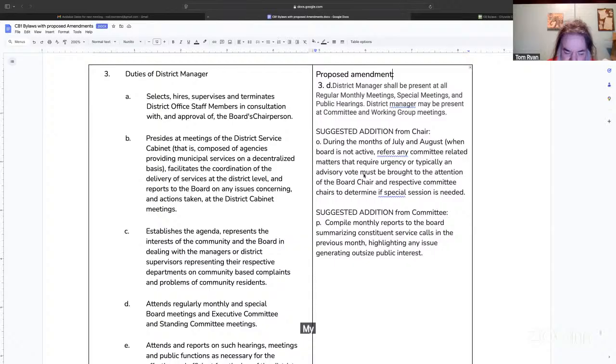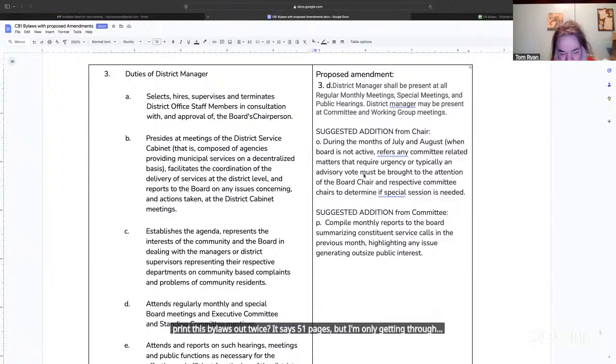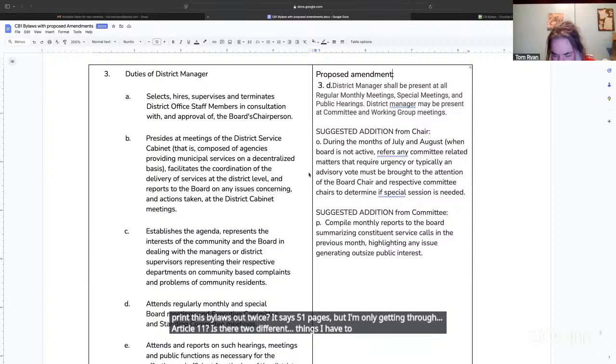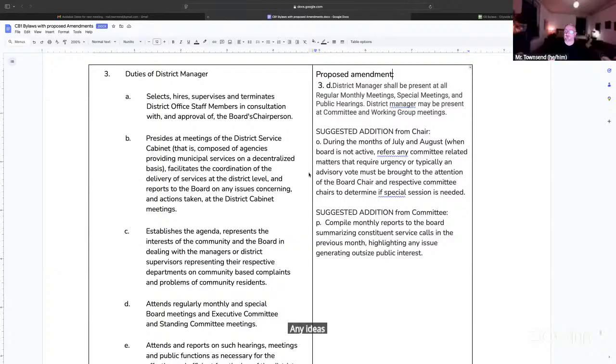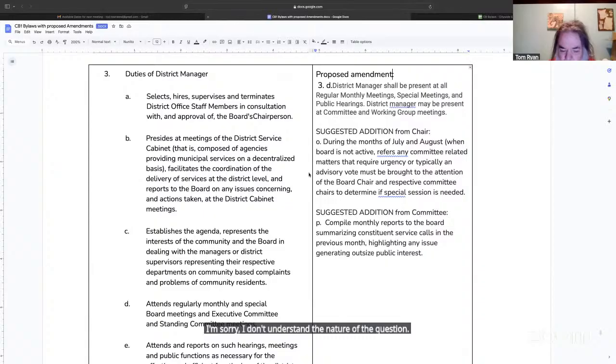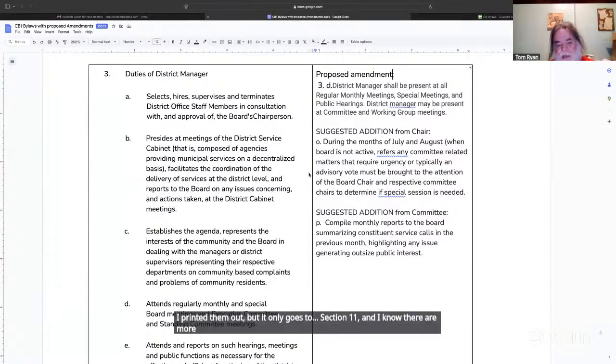My apologies, but I'm way behind you. I've tried to print this bylaws out twice. It says 51 pages, but I'm only getting through Article 11. Is there two different things I have to go to print the rest of it? Any ideas? I'm sorry, I don't understand the nature of the question. My question is, I printed out from the last thing sent today, the friendly reminder about the bylaws. It says there are 51 pages. I printed them out, but it only goes to section 11, and I know there are more. Is there some reason I'm not getting the complete set?